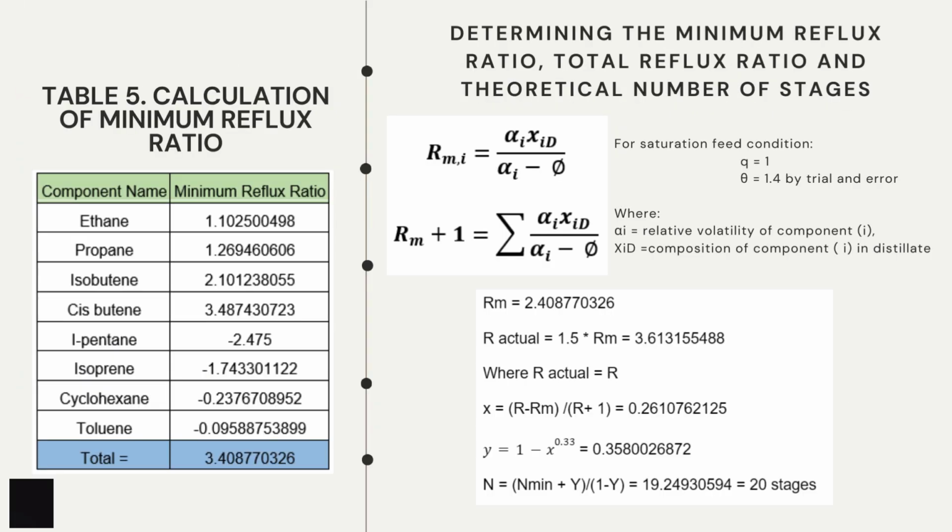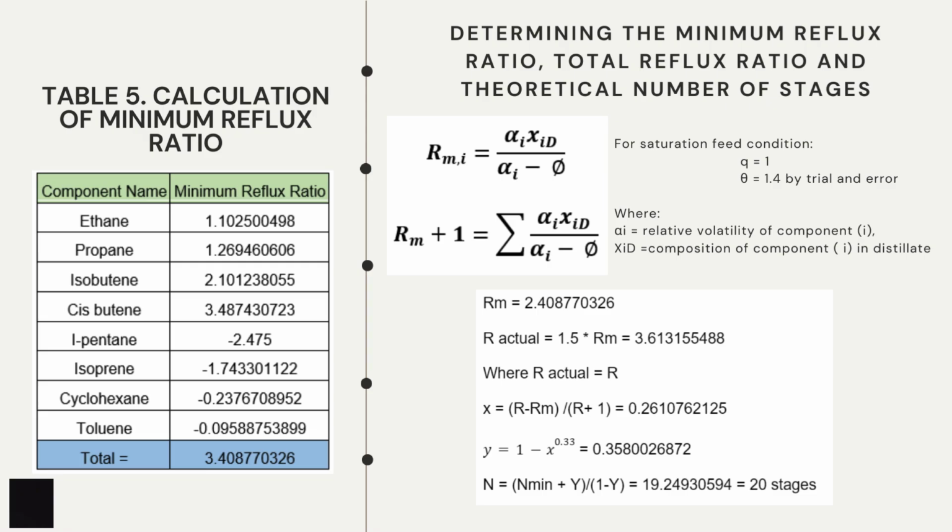The data presented in Table 5, detailing the minimum reflux ratio, can be determined using the Underwood equation. According to this equation, the minimum reflux ratio for component i can be calculated using the formula R min equals alpha i x sub d all over alpha i minus theta, where R min is the minimum reflux ratio for component i, alpha i is the relative volatility of component i, x sub d is the mole fraction of component i in the distillate, while theta is a parameter determined by trial and error with a value of 1.4 in this case.